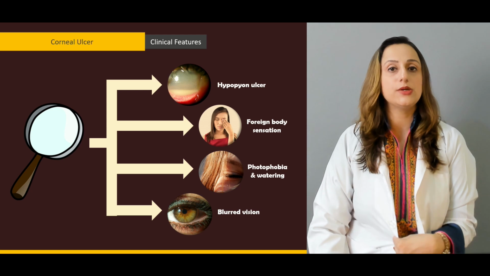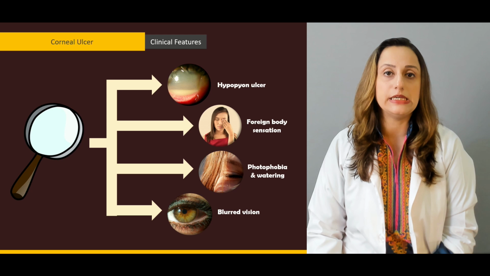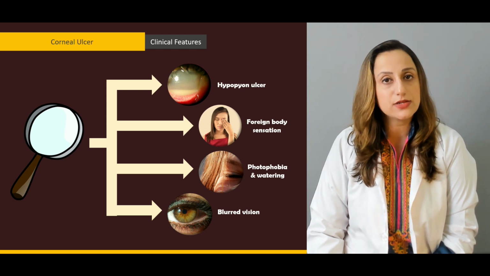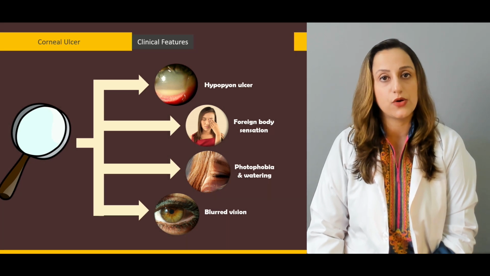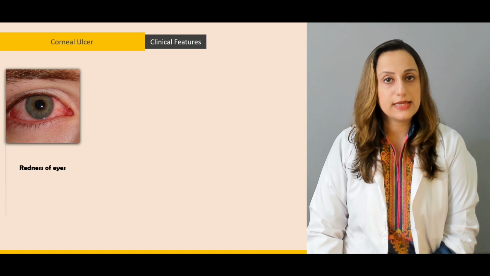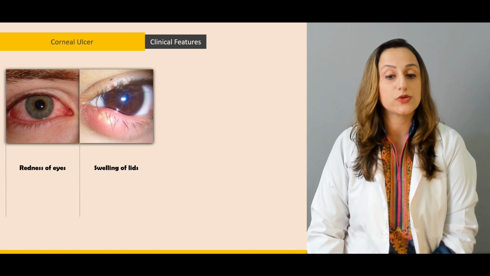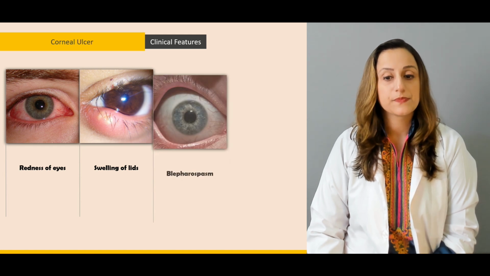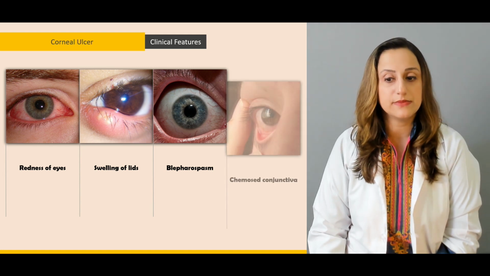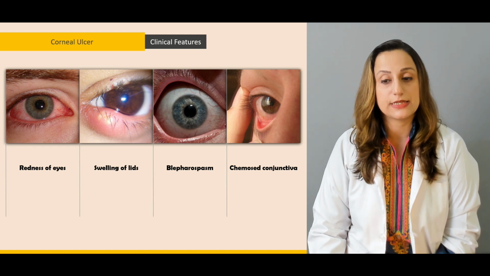Hypopyon ulcer is the only sign that the clinician could observe, or he could observe the collection of the anterior staphyloma or the desmetocele if it is a complicated case of corneal ulceration. The redness of the eyes is observed by the clinician. Then the clinician can also observe the swelling of the lids. Along with that, the patient might be suffering from blepharospasm, or it can be a chemosed conjunctiva that the patient is suffering from.